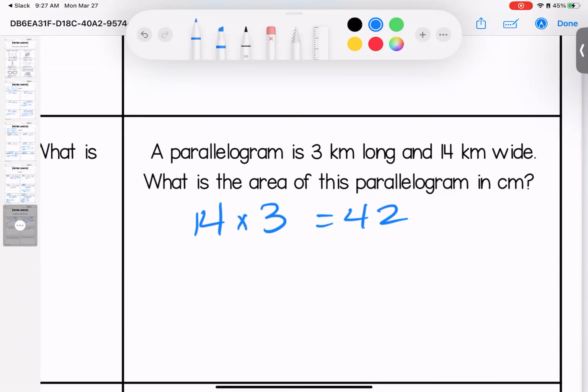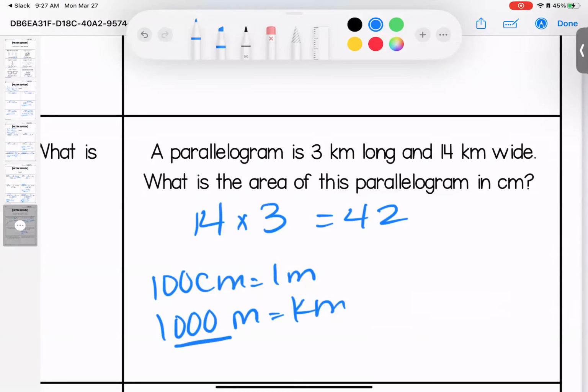So I'm going to go back through and find my zeros, okay? There are 100 centimeters in a meter. There are 1,000 meters in a kilometer. So that means we have 1, 2, 3, 4, 5 zeros to add. Put my comma in the wrong spot. There we go. So we are adding 1, 2, 3, 4, 5 zeros: 4,200,000. Questions on this? Bring them with you to class. Oh, and of course, add your centimeters.